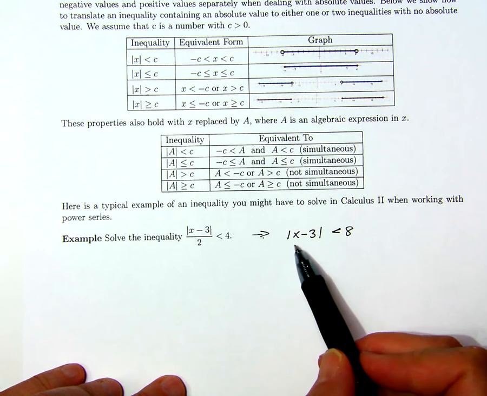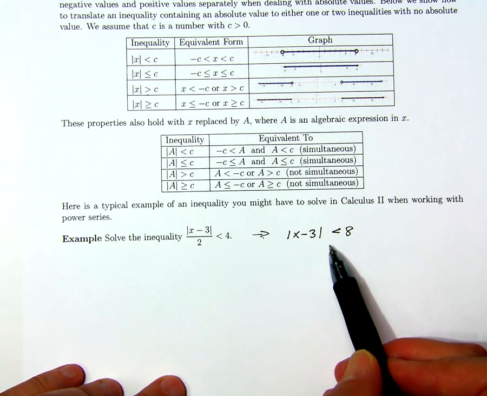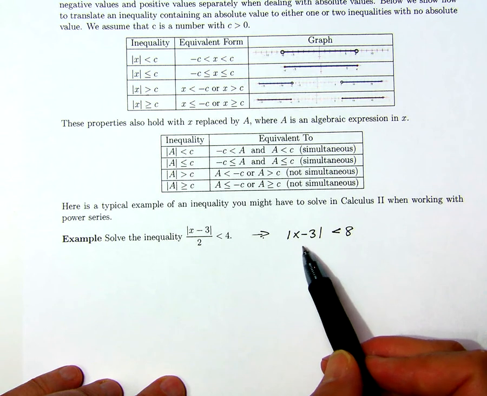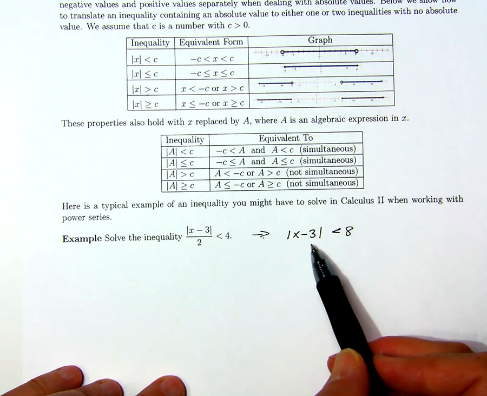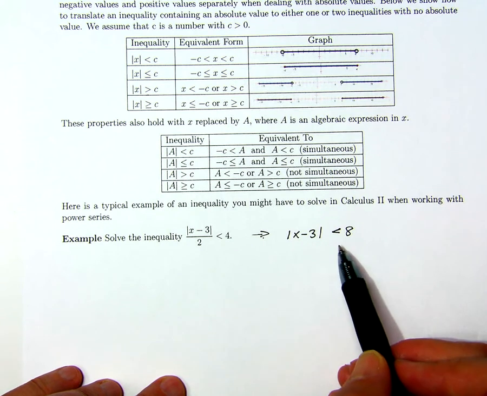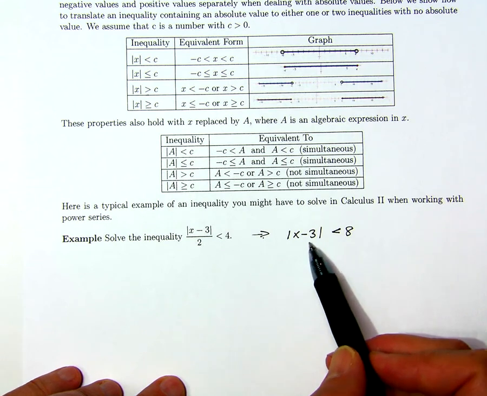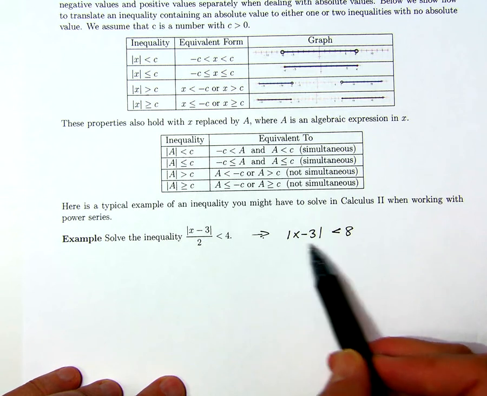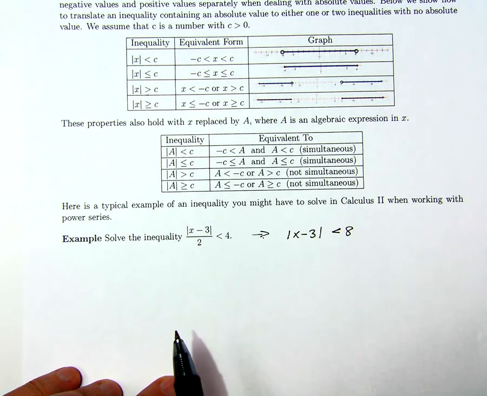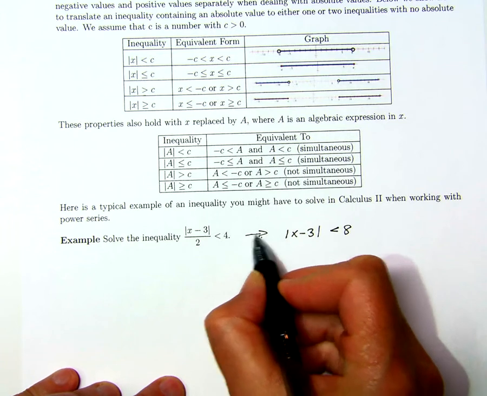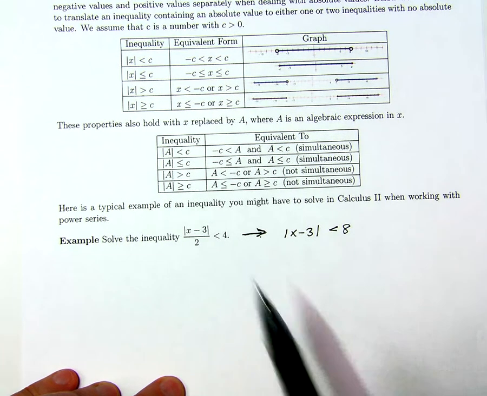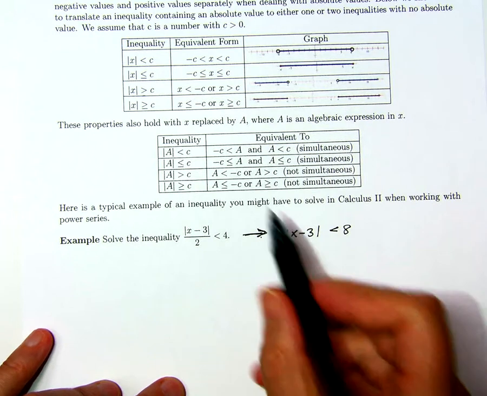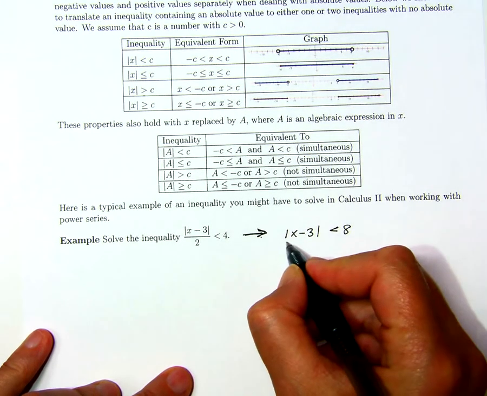Now, if you think about this, this is really just saying we're looking for all x whose distance from 3 is less than 8. So you should already be able to tell what the solution is. We're looking for all x values on the real line whose distance from 3 is less than 8. So take a guess at what the solution is and see if it matches what we get when we apply this analysis.